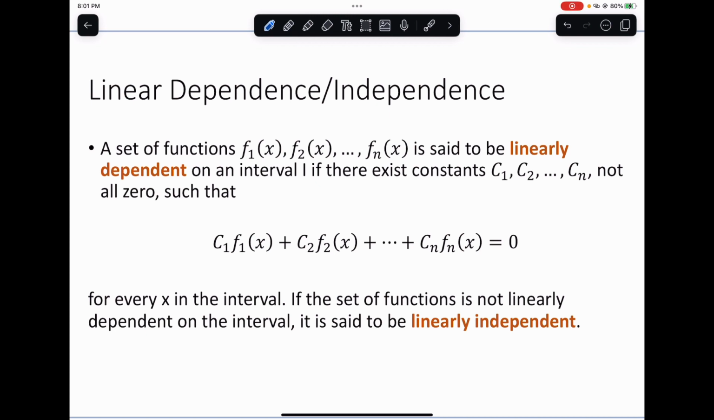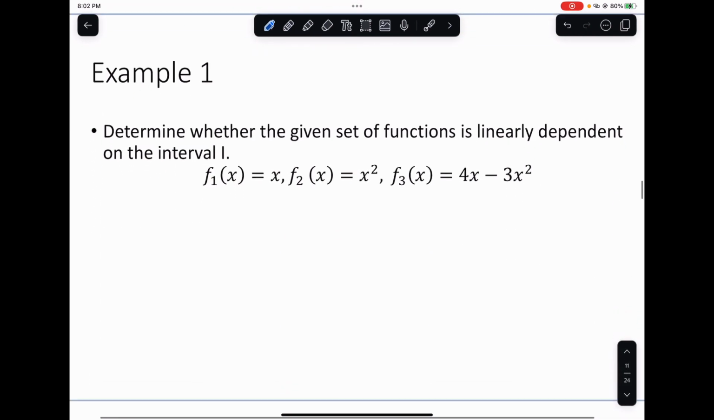It's possible that only one would be non-zero. That would be okay. But it's not possible that all of the arbitrary constants should be equal to 0. So if we can think of a combination of the arbitrary constants that makes it 0, then that makes it linearly dependent. Otherwise, that would make it linearly independent.